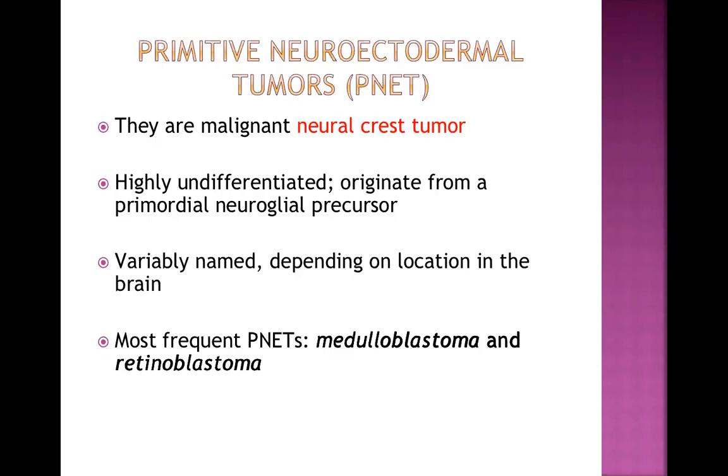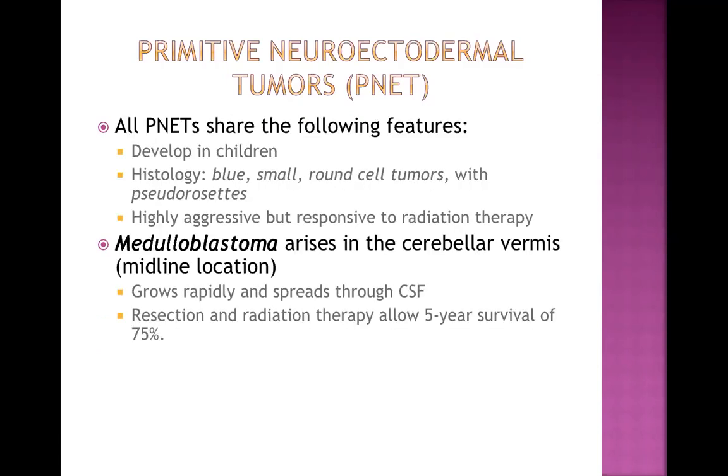Now let's know a little bit about it. Before I go to the medulloblastoma, let's talk about some of the common features of PNETs. They develop mainly in children, and the histology is quite important here. They are blue, small, round cell tumors with pseudorosette formation. This is a very, very important finding in histology. They are highly aggressive, but they respond well to radiation therapy. So treatment is a real possibility.